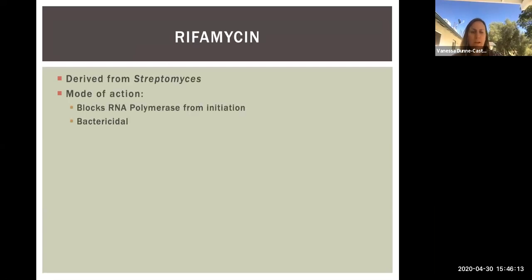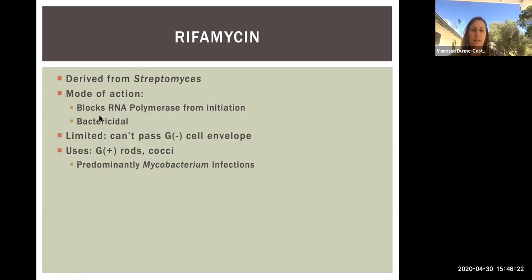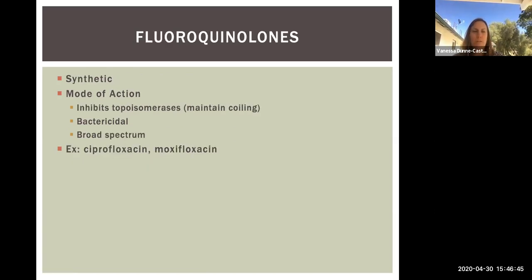A common class of drugs here is rifamycin. This is naturally derived from a Streptomyces bacteria, but can also be synthetically made. Rifamycin will block the RNA polymerase from initiation and is bactericidal, so it actually kills the organisms, because they cannot make proteins and therefore all metabolic activity is halted. This has limitations. It cannot pass through that gram-negative cell envelope. That lipopolysaccharide is inhibitory. So it's very effective against gram-positives and really great for use against mycobacterium.